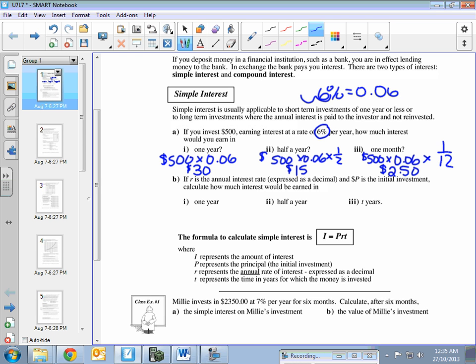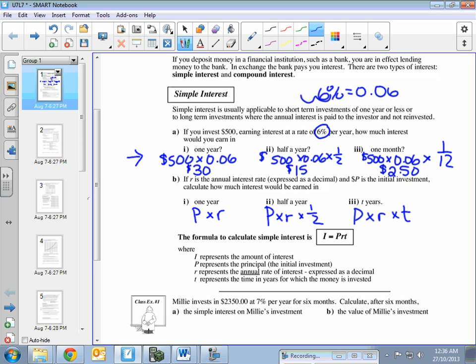So if R is the annual interest rate, so this is just going in general now, expressed as a decimal, and P is the initial investment, calculate how much interest would be earned in 1 year. So in 1 year, looking at this, it'd be P times R. Okay. In half a year, it'd be P times R times 1/2. In T years, it would be P times R times T. If T is number of years, you're just multiplying by the number of years.